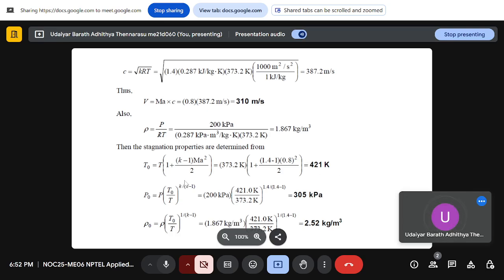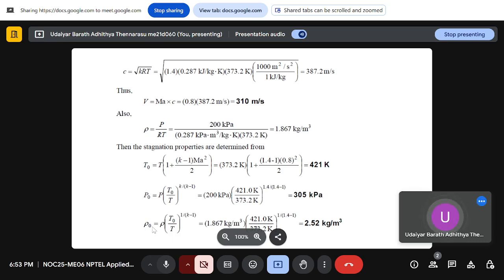And then pressure. Since we are bringing it to rest isentropically, we can assume an isentropic compression. So P naught is P times T naught by T raised to power gamma by gamma minus 1. P is 200 kilopascal, and T naught is 421 divided by 373.2, raised to power 1.4 divided by 0.4. It comes out to 305 kilopascal. That is the stagnation pressure.